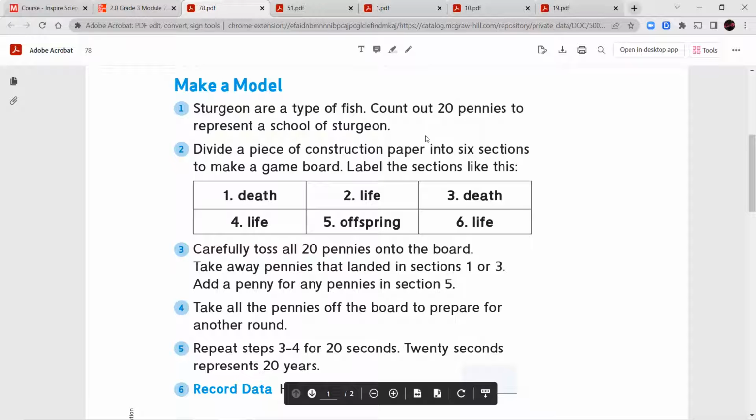Divide a piece of construction paper into 6 sections to make a game board. Label the sections like this. So you're going to fold your paper in half long ways, okay? And then fold it into thirds. So you'll have 6 pieces. And you're going to label all 6 of those pieces. Number 1 is death, 2 is life, 3 is death, 4 is life, 5 is offspring, and 6 is life.